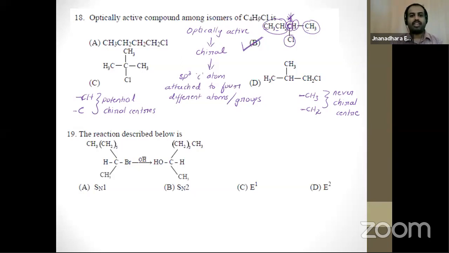Now coming to question number 19. The reaction described below is, which mechanism is it? SN1 or SN2? Check out from the stereochemistry. Let's see what are your answers. Again, B suggested by everybody. Good. Walden inversion. Skilita says it's Walden inversion. Correct.